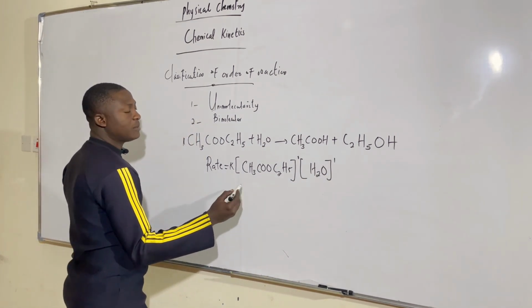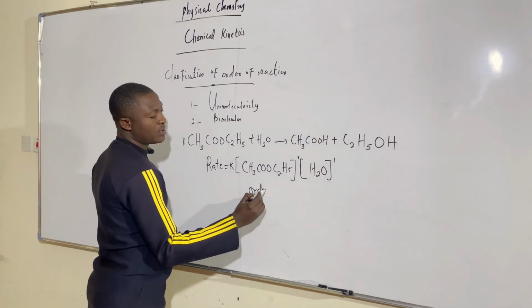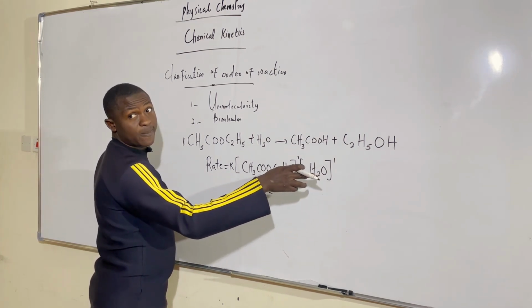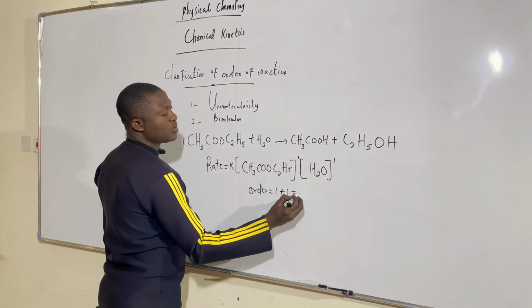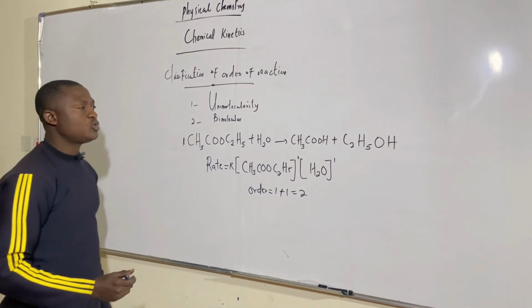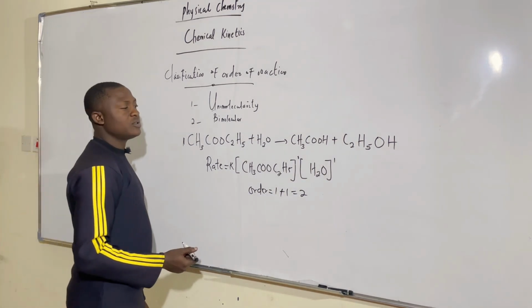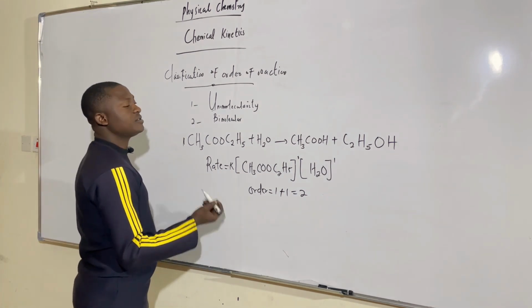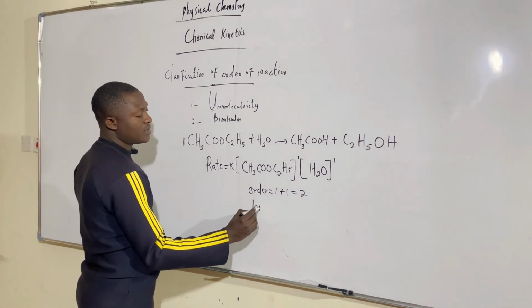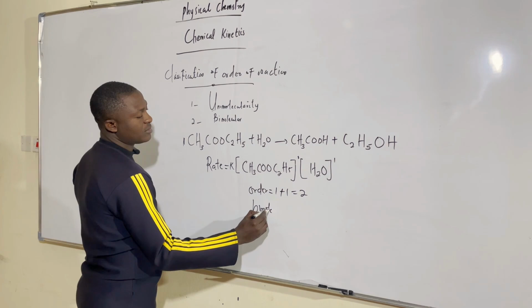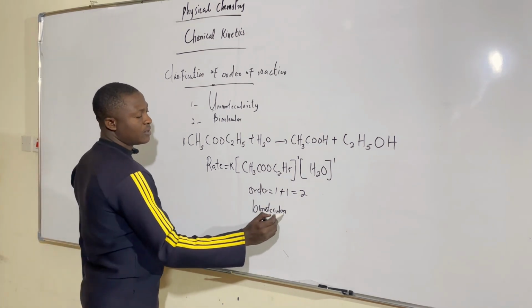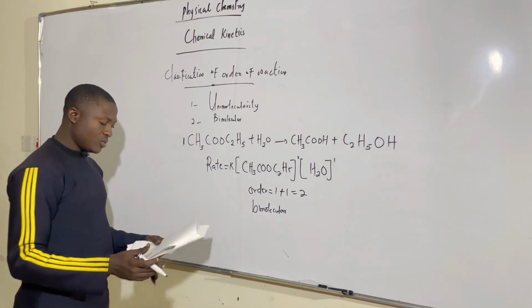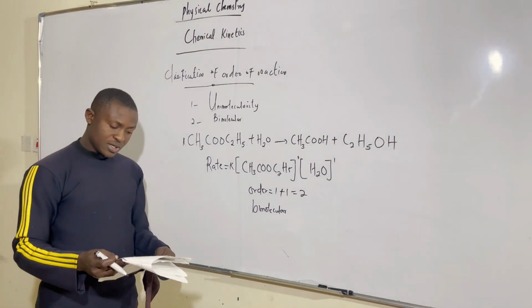So if I want to determine the order, we add the powers together. The power of the first one is 1, the second one too is 1, so 1 plus 1, and we have 2. So the classification of this one is going to be bimolecular. So just like addition of the powers that we have after finding the order. So that's what we have for this case.